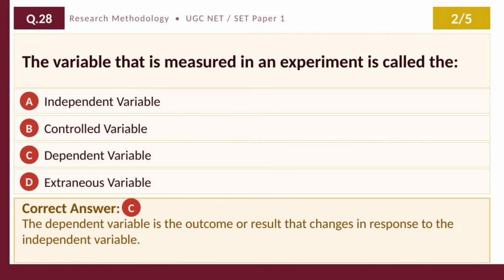Now, what do we call the variable that is measured in an experiment? It is the dependent variable. The dependent variable is the outcome or response that changes directly when the independent variable is manipulated. Researchers observe, record, and evaluate this variable to assess the overall impact of the intervention.